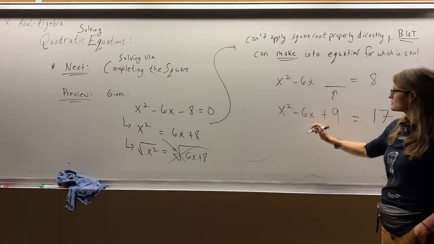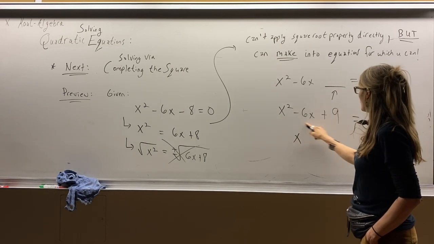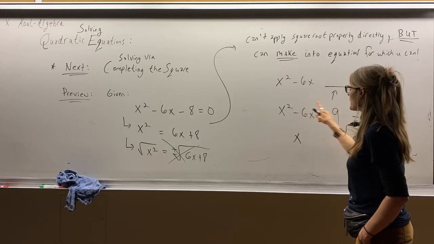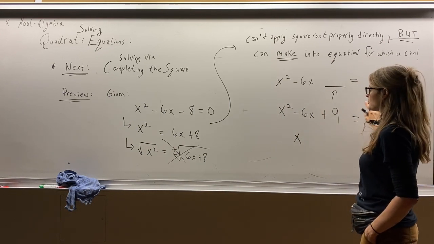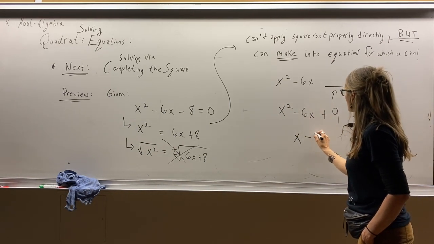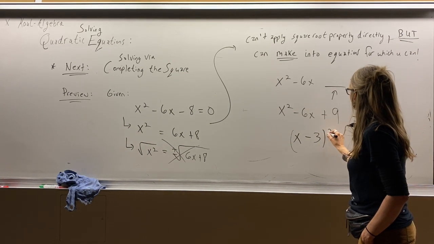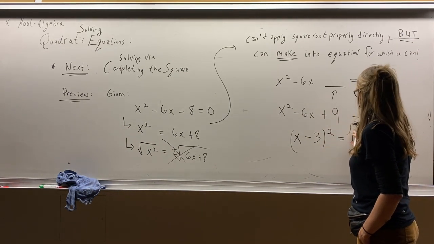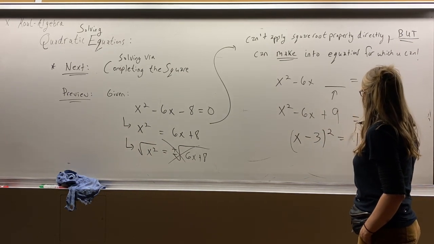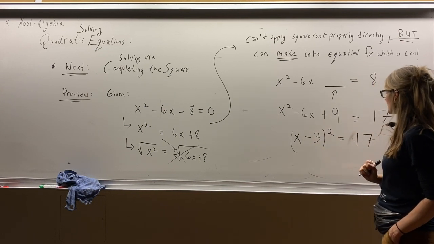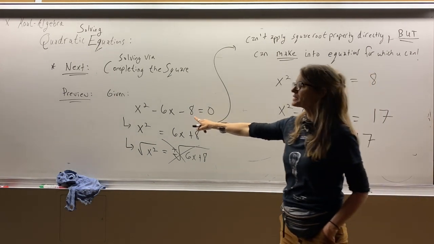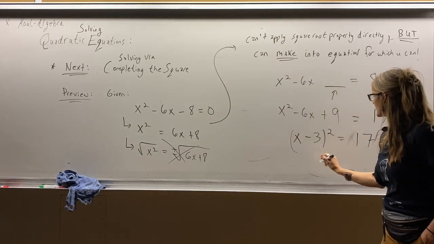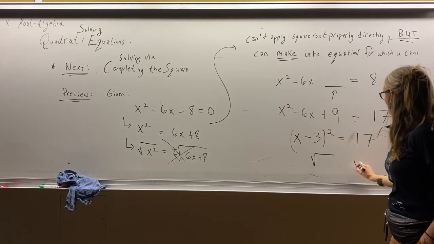I've made this into a special quadratic equation on this side without incorporating this number, so that I could go ahead and factor it into the exact same factors. So this becomes x minus 3 quantity squared equals 17, and that's the exact same original equation, but now with this equation I could apply the square root property.